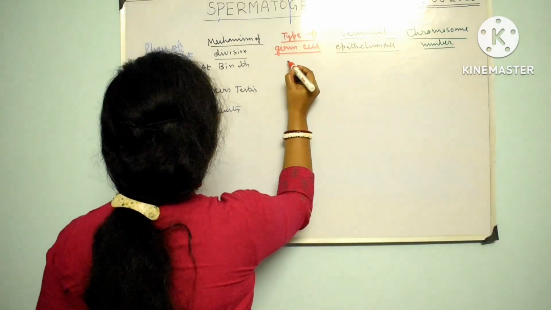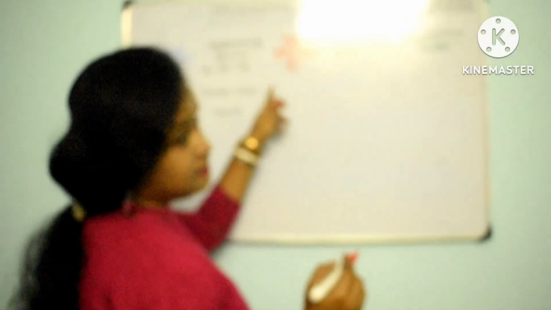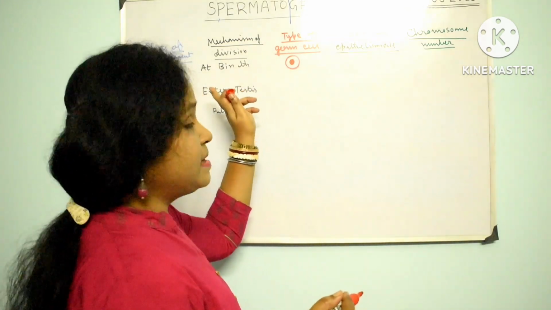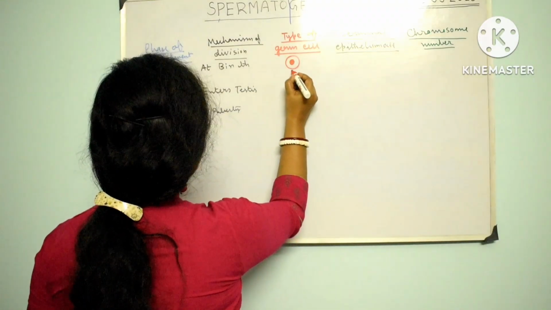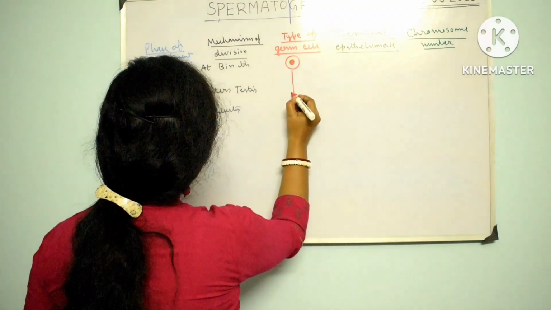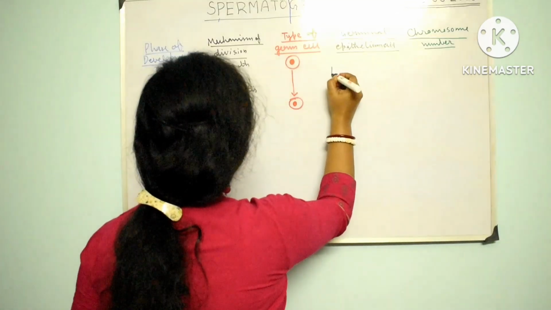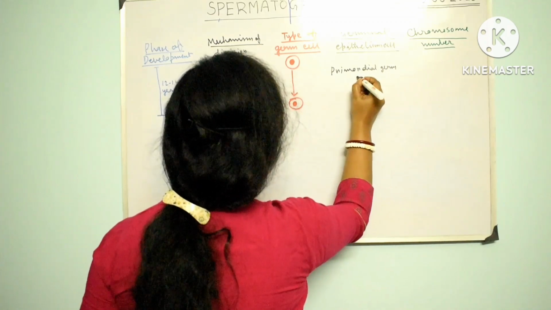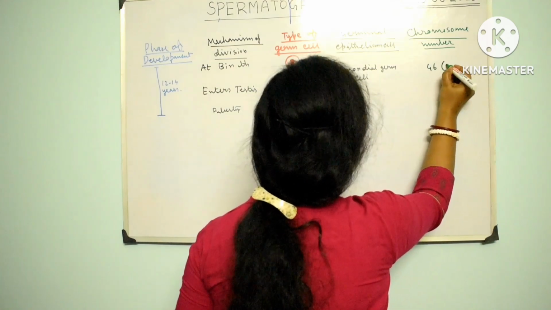At the time of birth, the type of germ cell is the primordial germ cell. Before birth, the primordial germ cell migrates from the yolk sac and enters the testis. Then at puberty, the scenario is known as primordial germ cell, and the chromosome number is 46, meaning 2n.